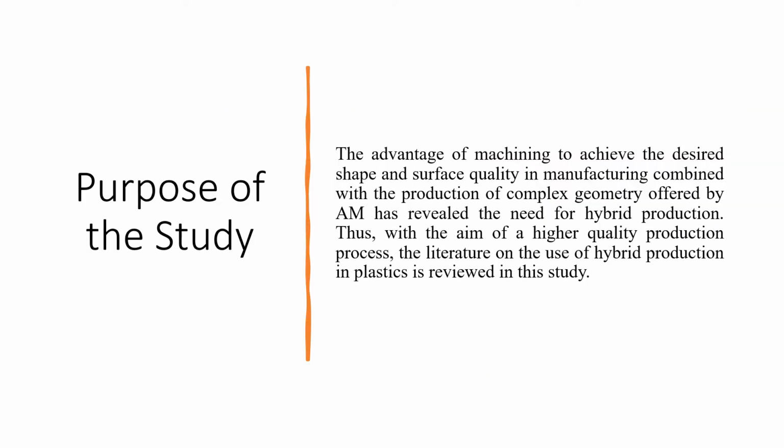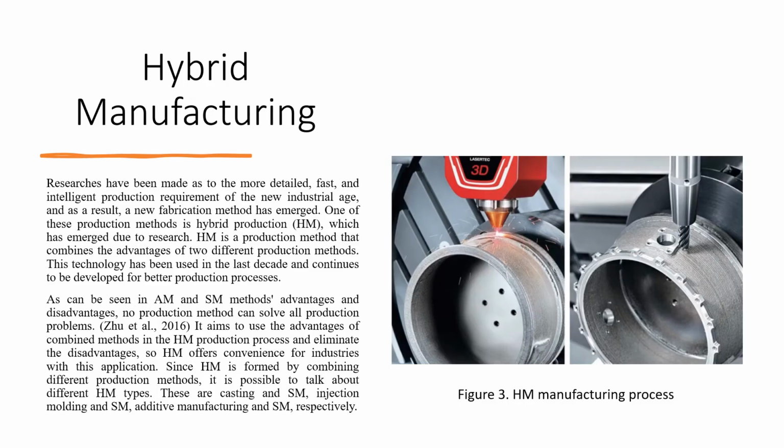Purpose of the study. The advantage of machining to achieve the desired shape and surface quality in manufacturing, combined with the production of complex geometry offered by AM, has revealed the need for hybrid production. Thus, with the aim of a higher quality production process, the literature on the use of hybrid production in plastics is reviewed in this study.